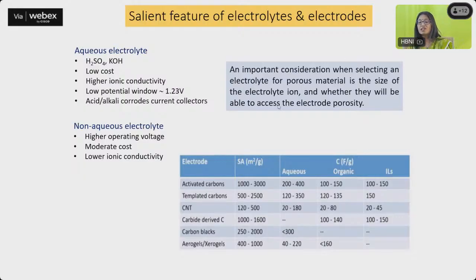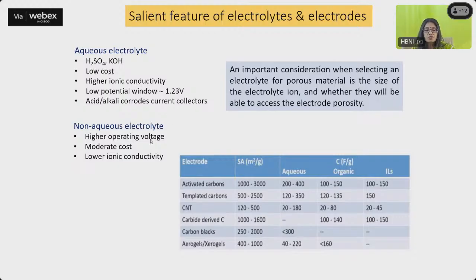So an important consideration when you're selecting an electrolyte for porous material is the size of the electrolyte ion, because if the electrolyte ion size is larger than the pore size, then obviously it is not going to infiltrate into the pore. So the advantage which you are going to get from increasing the surface area, you are not going to get if you are having an electrolyte ion whose size is more than the pore size. So that is an important consideration to remember.